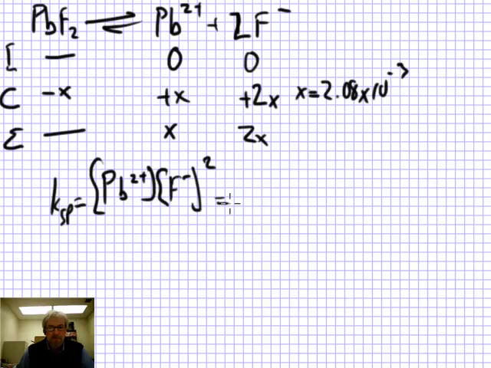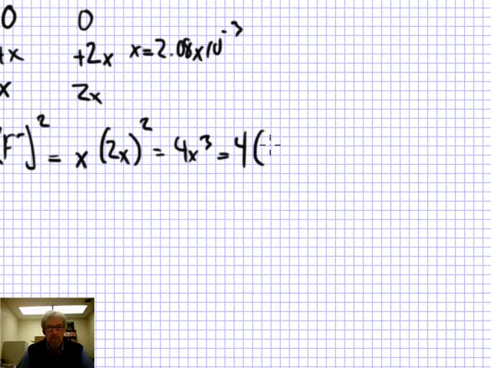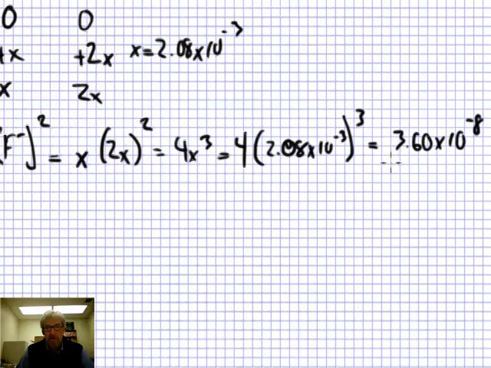So that's 2X, so that's X times 2X squared, and that would be 4X cubed. So it would be 4 times 2.08 times 10 to the negative third, cubed. And that works out to 3.60 times 10 to the negative eighth. So that's our Ksp value.